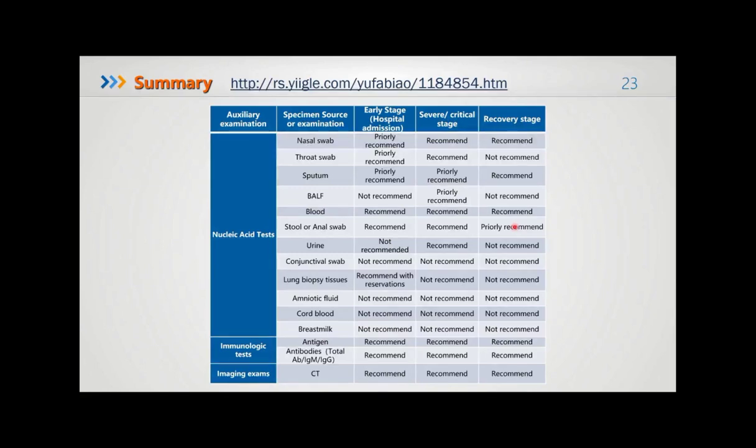In order to improve the detection rate, antigens and antibodies should be tested alongside the nucleic acid test. For more information about this table, check out this link. It was a review I wrote for the Chinese Journal of Laboratory Medicine last month. So that's it. Thank you.